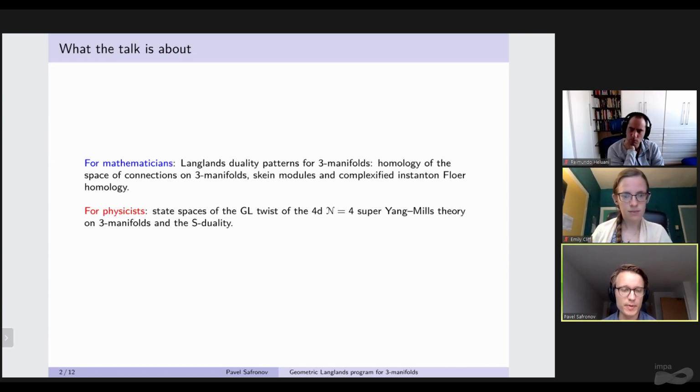And from a physical perspective, I'll be talking about a topological twist of the 4-dimensional N=4 super Yang-Mills theory, which is called the GL twist. I'll be talking about this topological twist on a 3-manifold, so about the space of states in this topological field theory. And then I'll also be discussing S-duality of this topological theory.